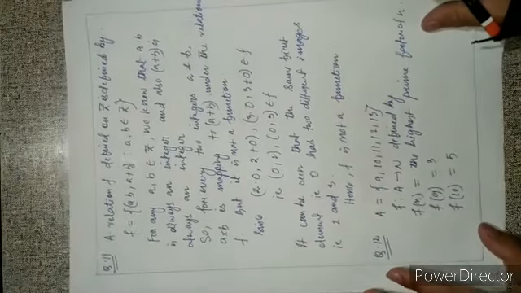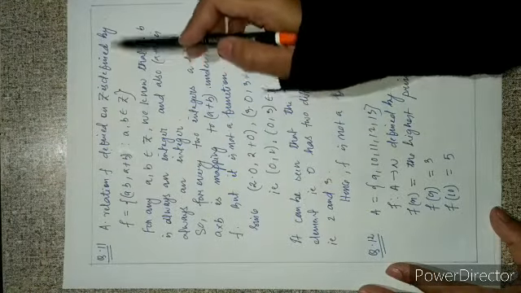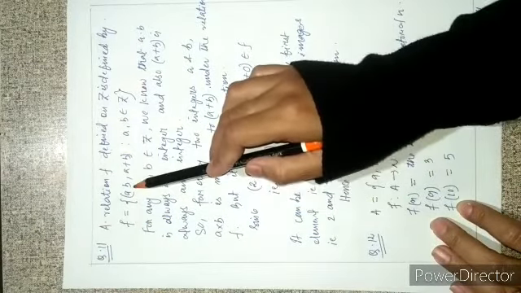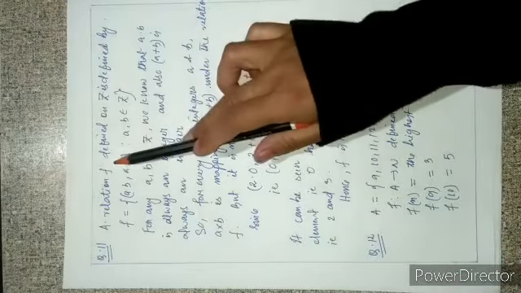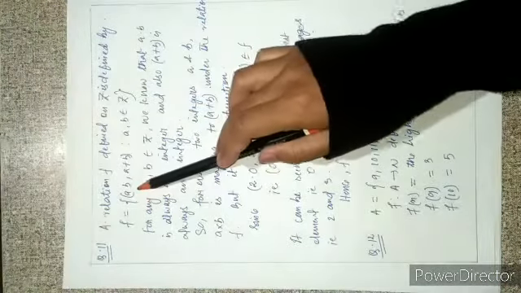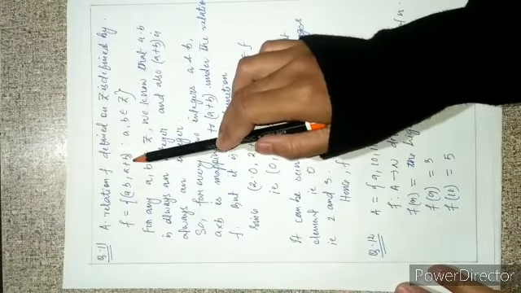A relation f defined on Z is defined by f = {(a·b, a+b) : for all a and b belonging to Z}. So f is a relation on Z defined in such a way that the product of any two integers is mapping to its sum.